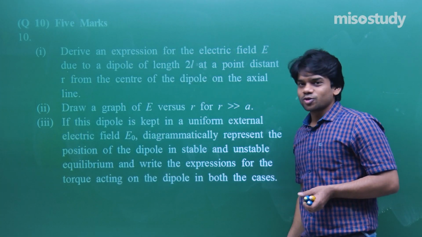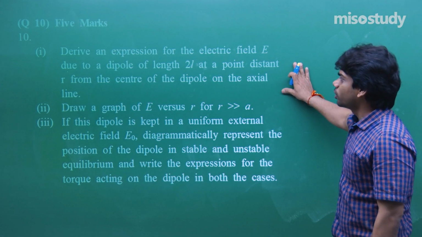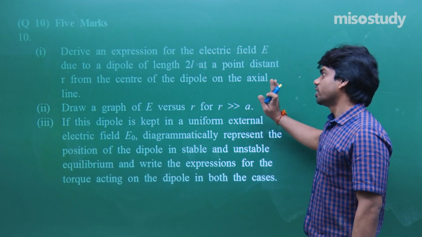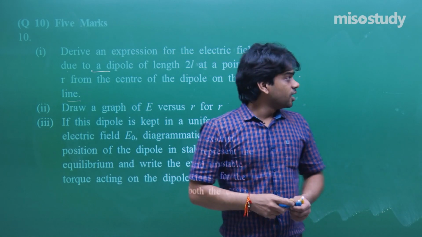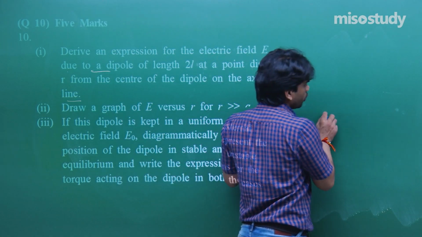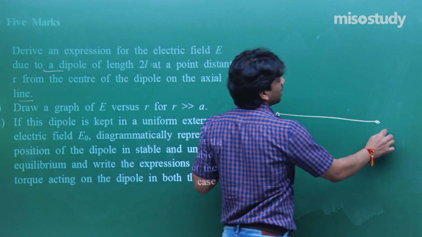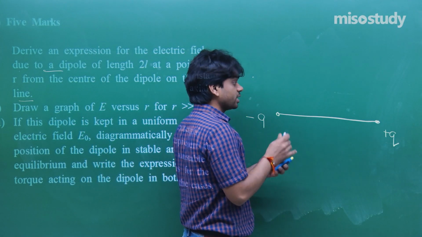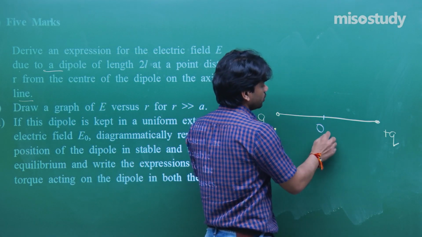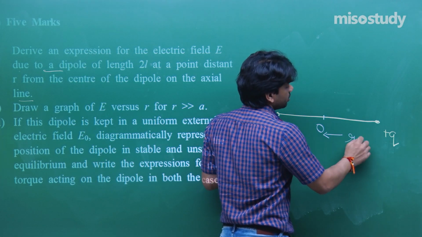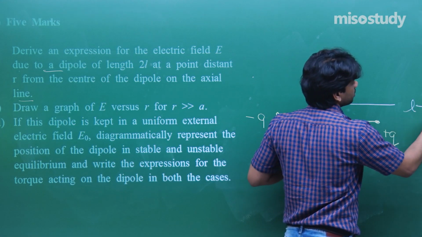Question number 10, the last question of the chapter for discussion. Derive an expression for the electric field E due to a dipole of length 2l at a point distance r from the center of the dipole on the axial line. It is a 5-mark question, 3 parts are there. For this derivation, I am not going to invest more time, because we have done this in class. This question has been put up so that you may have the idea that such questions can come.